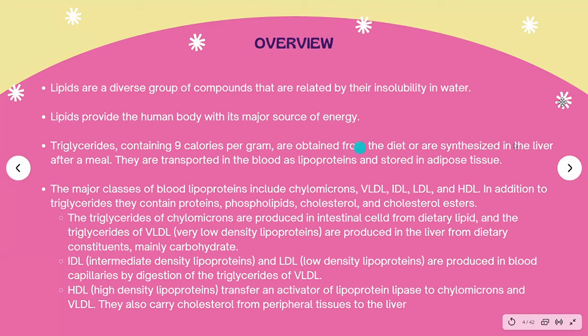They are obtained from the diet or are synthesized in the liver after a meal. They are transported in the blood by lipoproteins. This is the carrier, because we know that they are insoluble in water, and blood is an aqueous solution, so they have to have a carrier. So we have a protein with a lipid, so it becomes a lipoprotein. And then this is stored in the adipose tissue. The major classes of blood lipoproteins include chylomicrons, VLDL, IDL, LDL, and HDL. We will be talking about this later on.